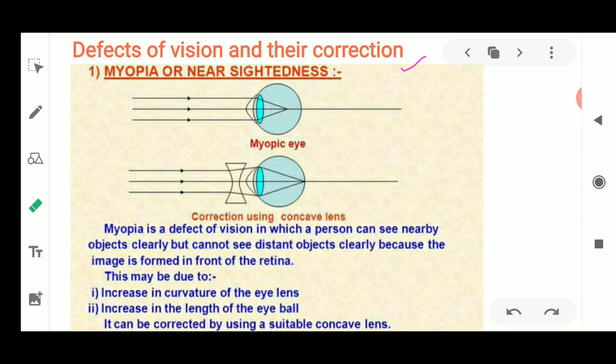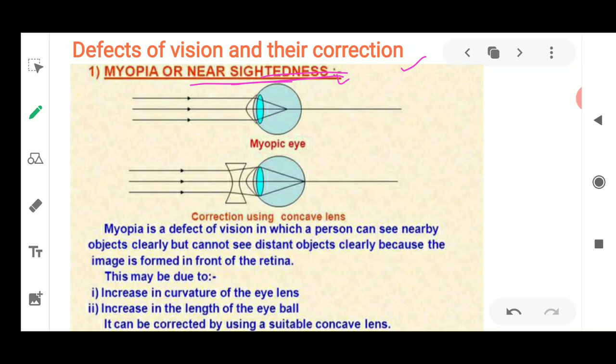Now this myopia is also known as nearsightedness. Now what is the meaning of this word nearsightedness? What is the meaning of the word myopia? Let us discuss. So myopia is a defect of vision in which a person can see nearby objects. Here it is written nearsightedness.